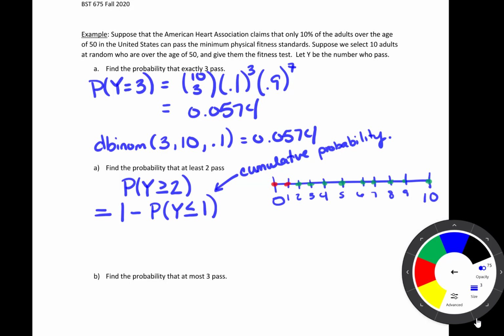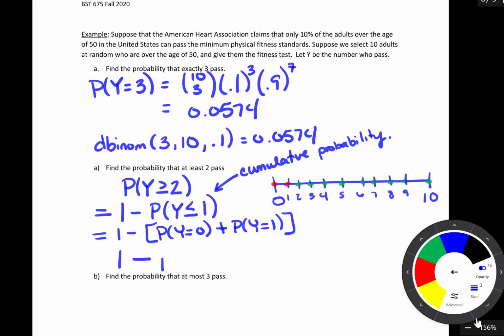And so in this case, notice this would be equal to 1 minus the probability that Y is equal to 0, plus the probability that Y is equal to 1. And to find those probabilities, we could fill out our formula for both 0 and 1, or we could use R to help us out. So R can help us find cumulative probabilities using the pbinom function. So in this case in R, we would do 1 minus pbinom. And now the value that we're interested in is 1. We have 10 trials, and probability of success is equal to 0.1. And if you put this in R, you'll find this is equal to 0.2639.